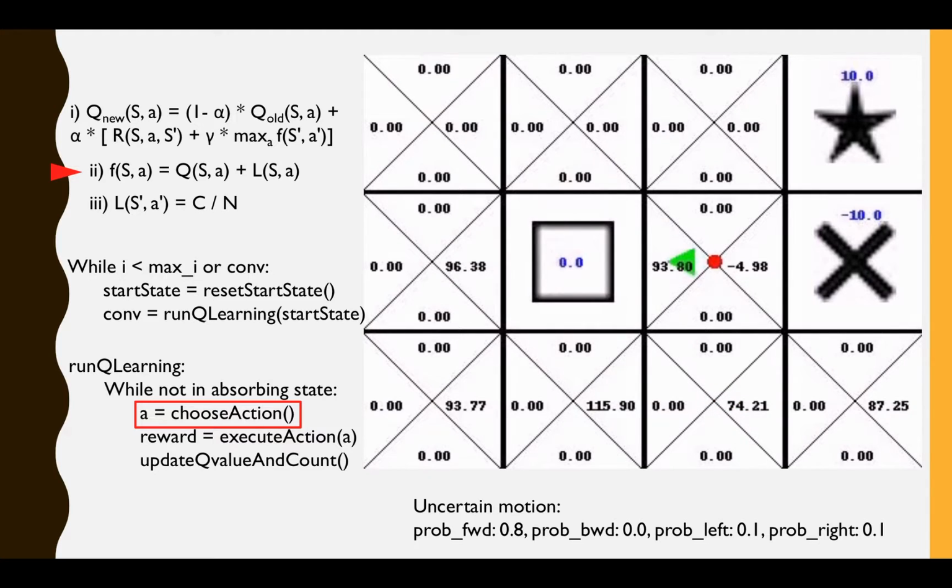Notice that since F is Q plus L, even if at first an action of a state is always chosen because it has the largest Q value, after running many times, the L value of that action will eventually go down and thus motivate the robot to explore the other actions.